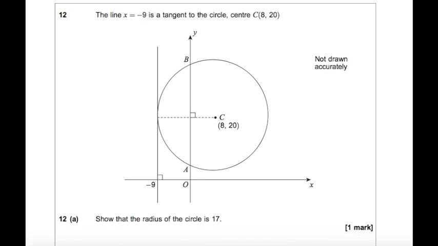Right, question 12. The line x equals minus 9 is a tangent to the circle with centre (8, 20). Show that the radius of the circle is 17. So because we know this is vertical, and this is a radius and this is a tangent, that's going to be a horizontal line. We know that's going to be the point (-9, 20). If we think about the distance of this, we don't need to use our distance formula because we can just see the x coordinates go from minus 9 to 8. So 8 minus minus 9 is 17. Okay, good.